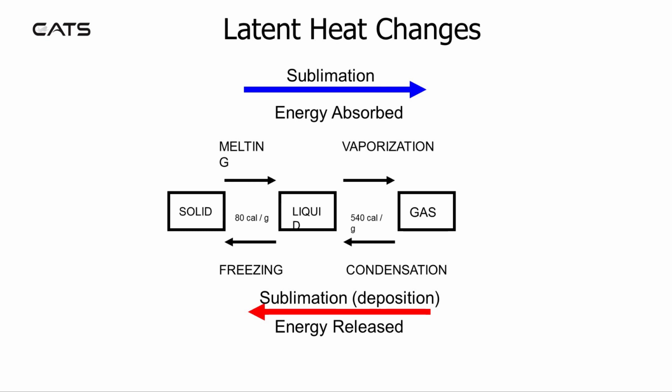A change in state from solid to gas with no sign of the intervening state is called sublimation. This is a reversible process. It's also known as sublimation, or more correctly as deposition, from a gas going straight back to a solid.